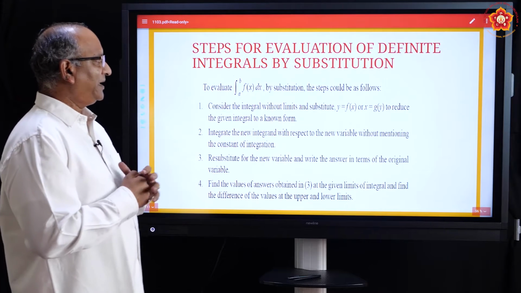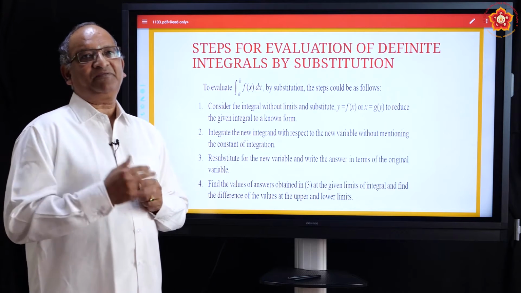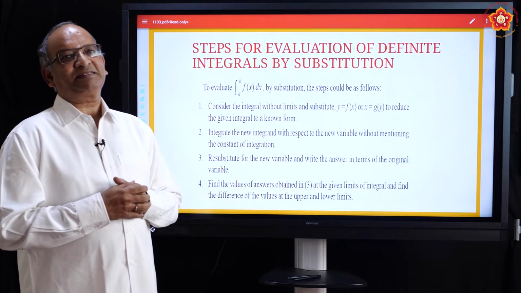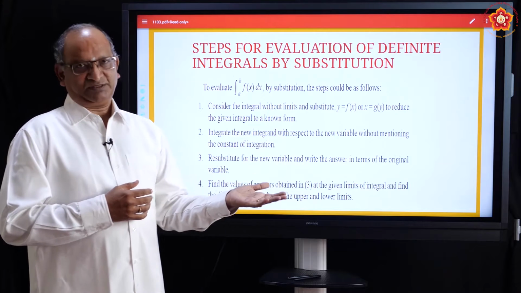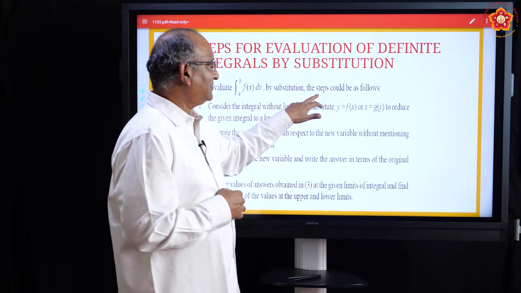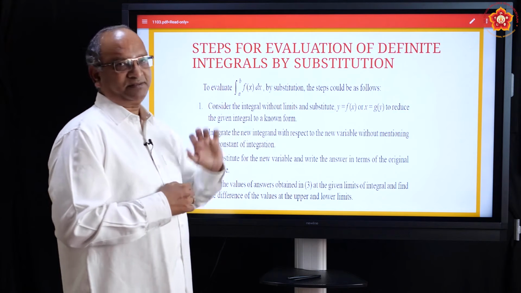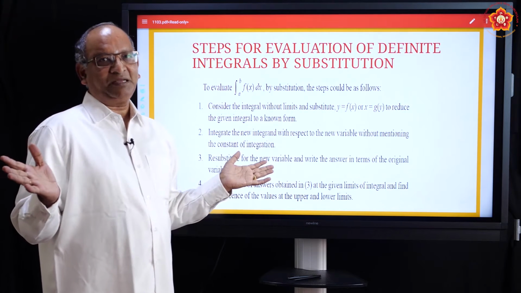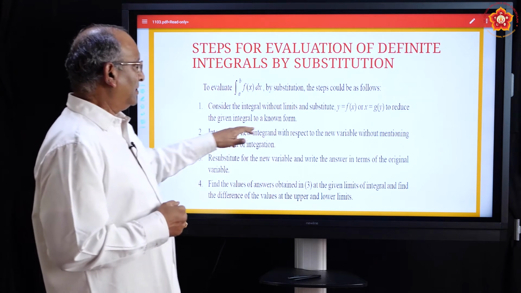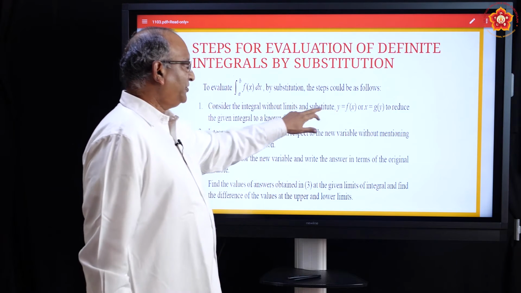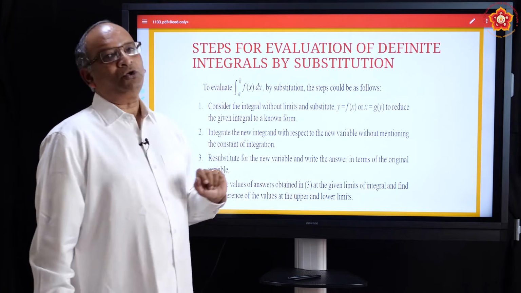To evaluate the integral from a to b of f(x) dx, since we are taking up little difficult problems, we need to make certain substitutions. When you make substitutions, limits also change, okay? So by substituting, the steps are: consider the integral without limits, meaning forget about the limits, it becomes an indefinite integral, and once it is indefinite integral, you are quite familiar with it. So substitute y equal to f(x) or x equal to g(y) to reduce the given integral to known form.